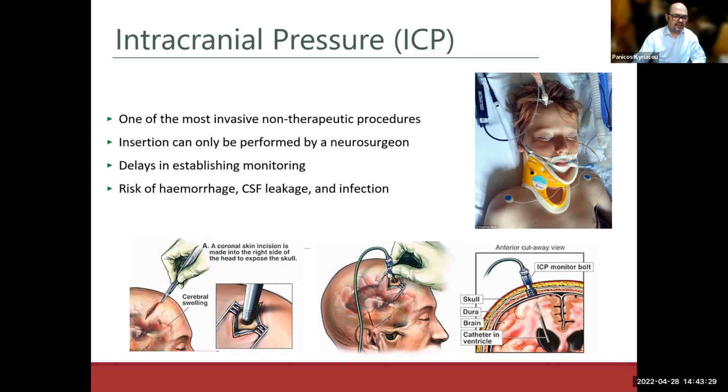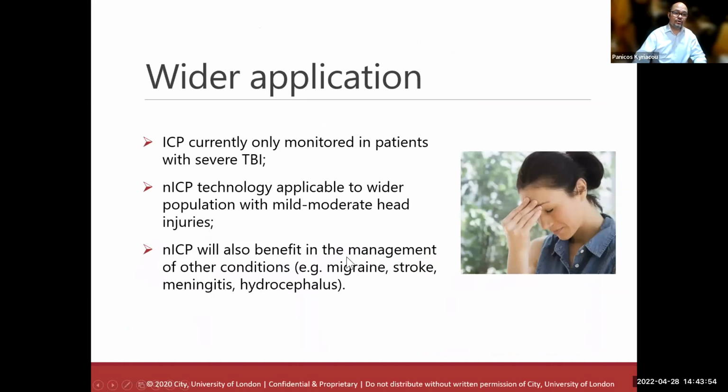So it comes with risks. That's why neurosurgeons are very selective about where they will place an ICP bolt. It can induce hemorrhage, cerebrospinal fluid leakage, or infection. So they don't do it willy-nilly. They have to decide and assess the patient carefully. And if the patient is deteriorating, they might go for an invasive ICP. As one of the surgeons we're working with puts it, the invasive ICP is probably the most invasive non-therapeutic procedure.